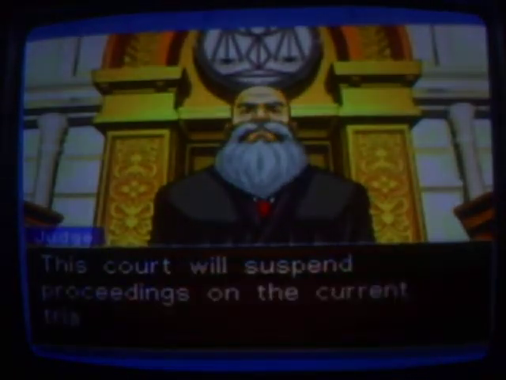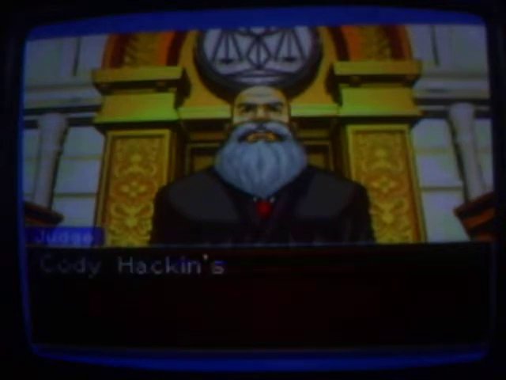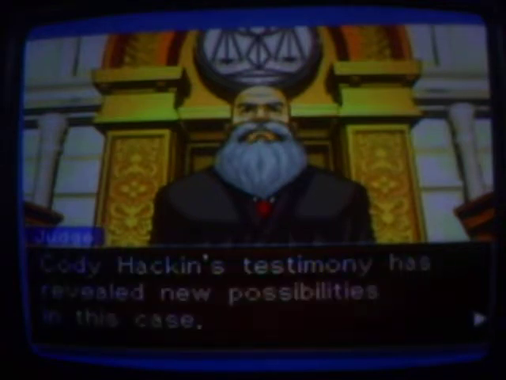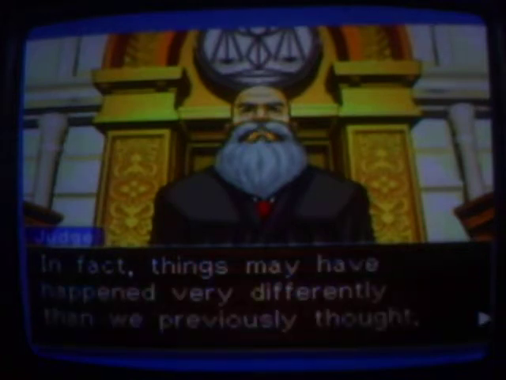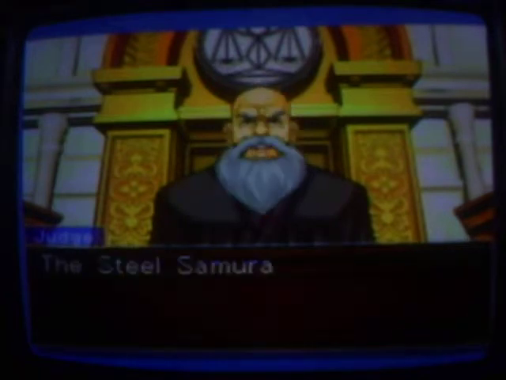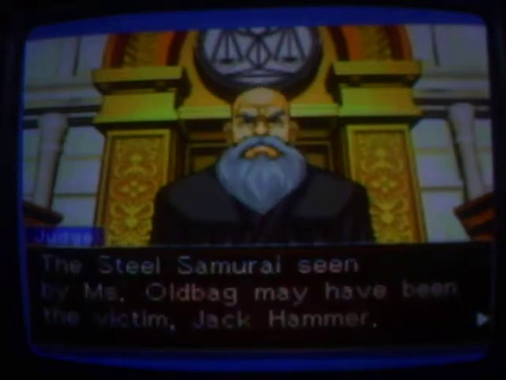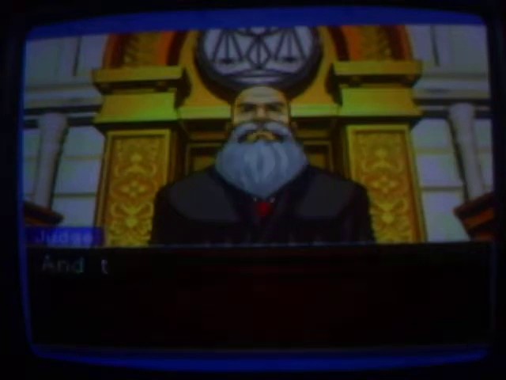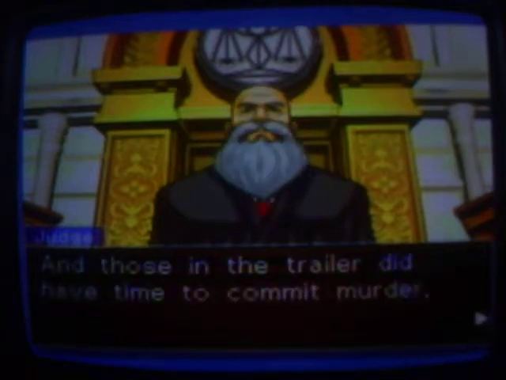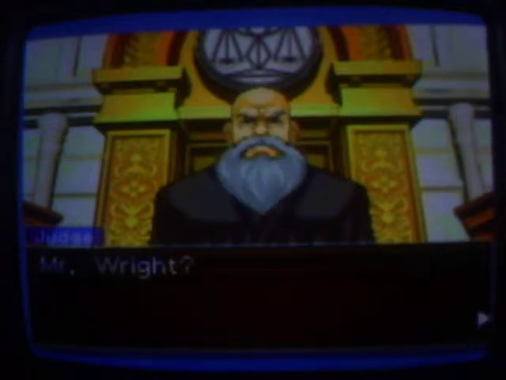This court will suspend proceedings on the current trial for today. Cody Hackins' testimony has revealed new possibilities in this case. In fact, things may have happened very differently than we previously thought. The Steel Samurai seen by Miss Oldbag may have been the victim, Jack Hammer. The scene of the crime was not Studio 1, but Studio 2, and those in the trailer did have time to commit murder. Mr. Wright.